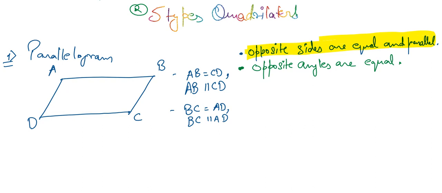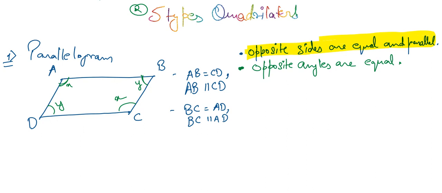So opposite angles are equal means if I have angle A as X, I would always have angle C as X only, since these are opposite angles lying opposite to each other. Similarly for B, if angle B measures Y, I would definitely have angle D yielding Y only. So opposite angles are equal.